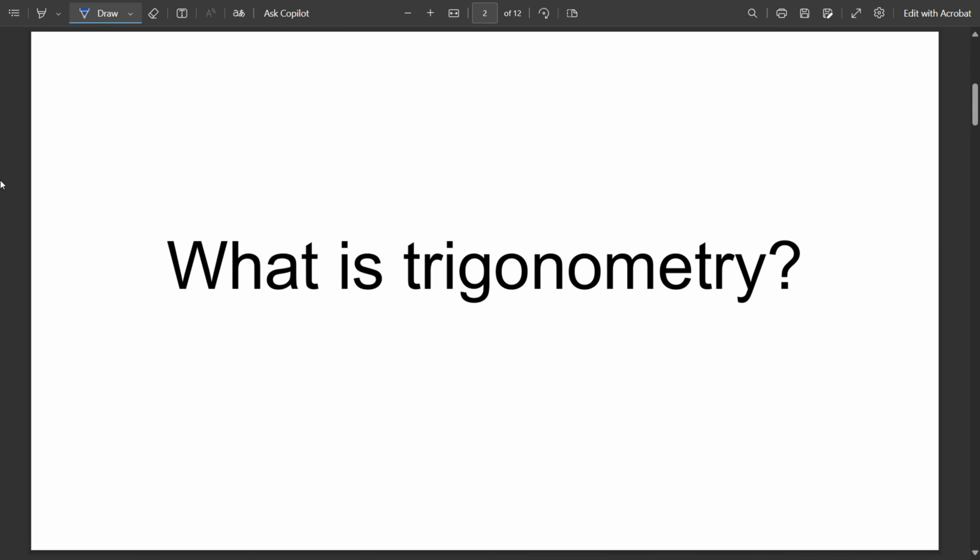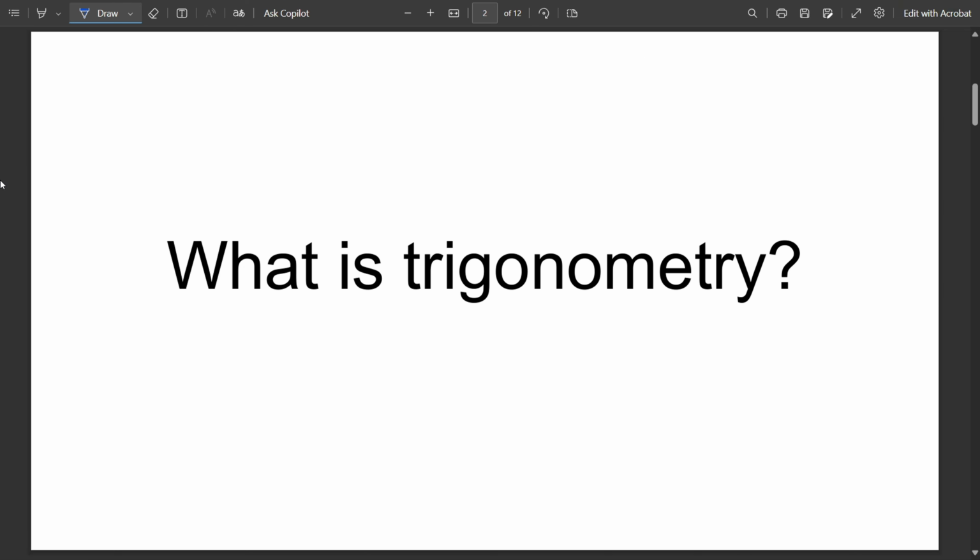So, what is trigonometry? From ancient Greek, trigonon means triangle and metron means measure. So, trigonometry is generally a branch of mathematics concerned with the relationship between angles and side lengths of triangles.